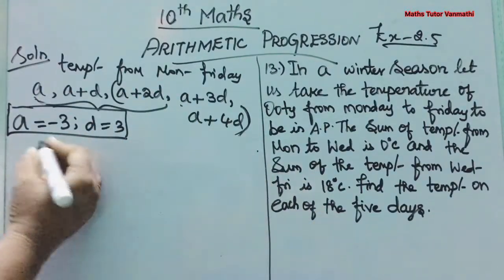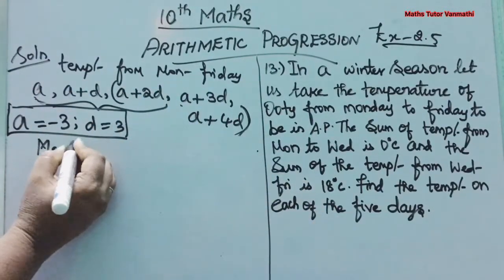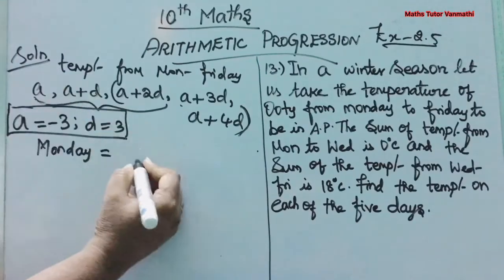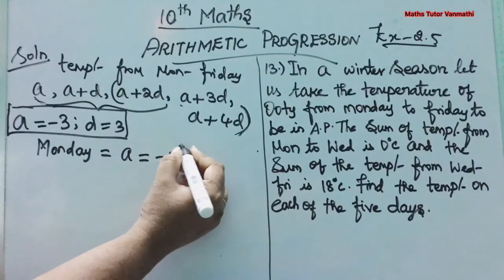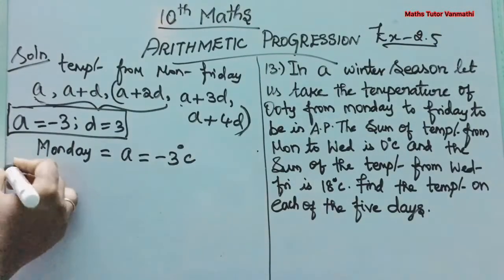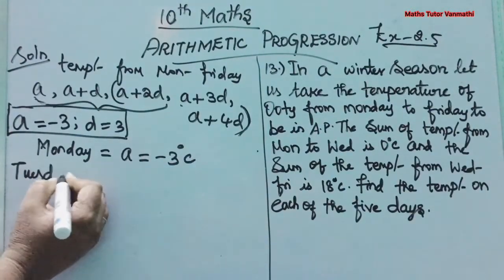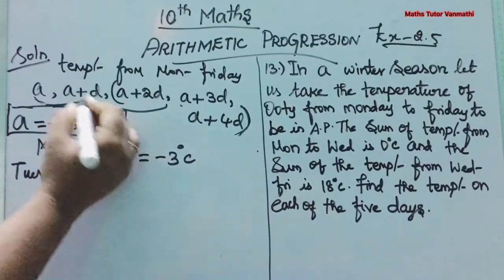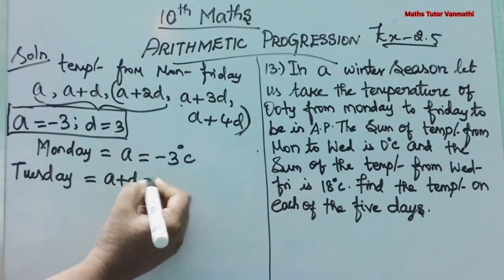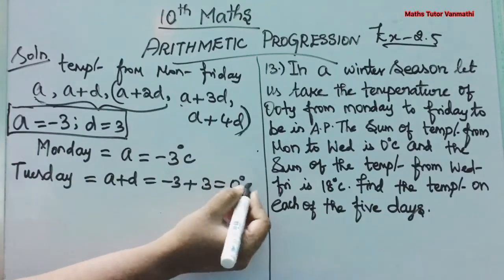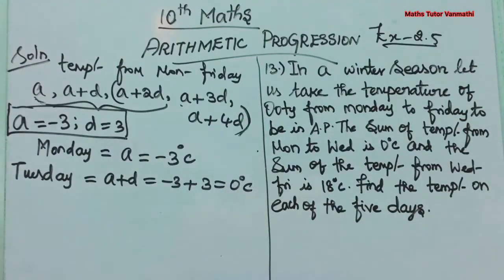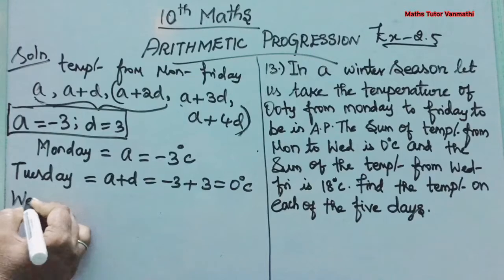What is the temperature for Monday? Monday is A, so A is equal to minus 3, so minus 3 degrees Celsius. What is your temperature on Tuesday? Tuesday is A plus D. Minus 3 plus 3, you will get 0 degrees Celsius. Next, what is on Wednesday?